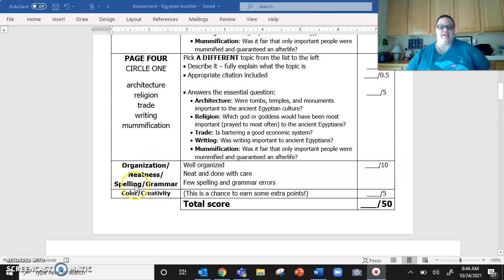Is it organized, neat? Is the spelling correct? Is your grammar correct? Is it done with care? That's worth 10 points overall. Friends, that is a fifth. That is 20% of your overall grade. And then here's an extra credit opportunity. Color and creativity. That's a chance for you to earn some 5 extra points.